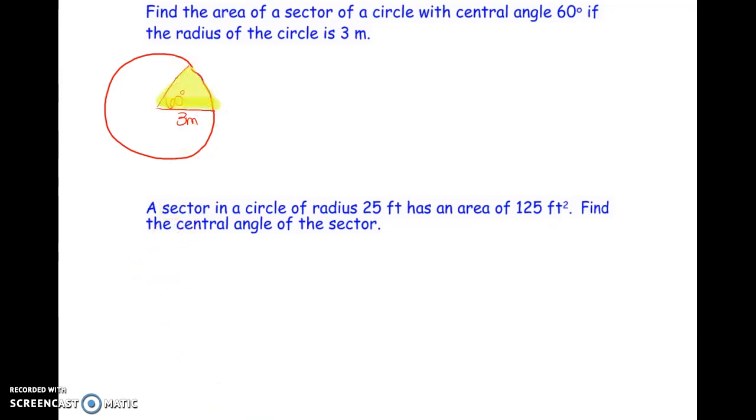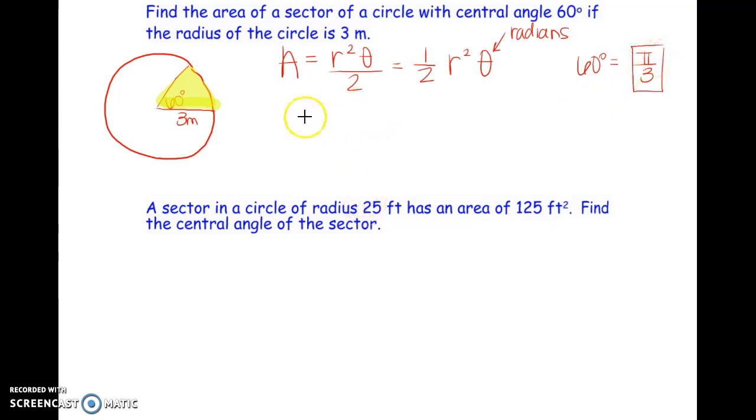circle right there. We already figured out that the area formula for a sector is r squared times theta divided by 2, or you could think of this as 1/2 times r squared times theta. We just need to remember that theta is in radians. In this case, our angle was given to us in degrees, so we need to first convert that. We know that 60 degrees is equal to pi over 3 radians, so we want to use pi over 3 in our formula.